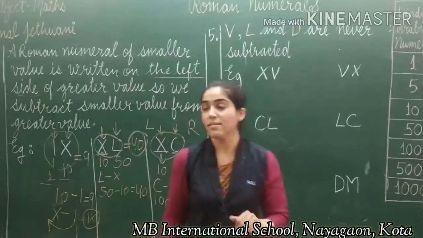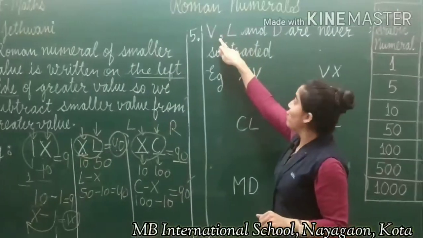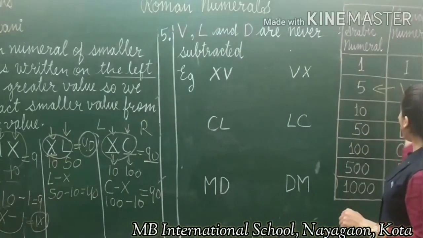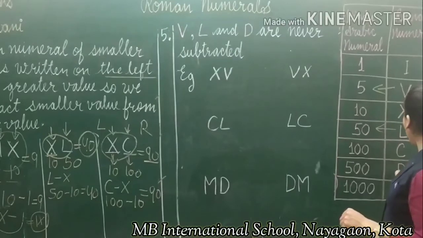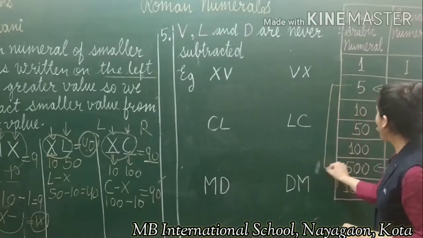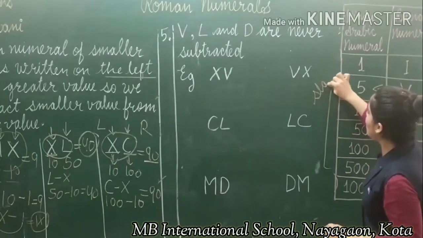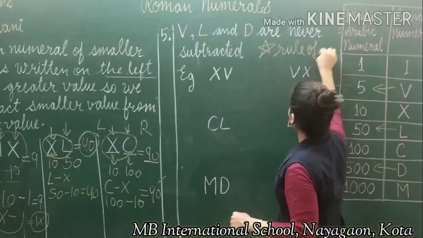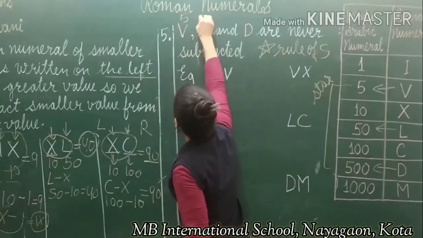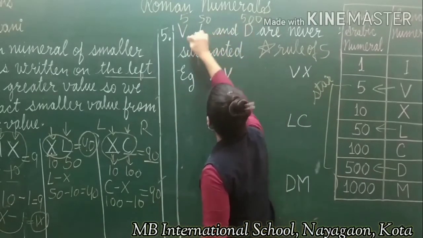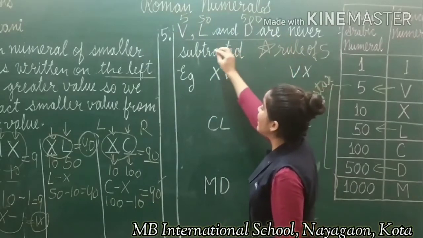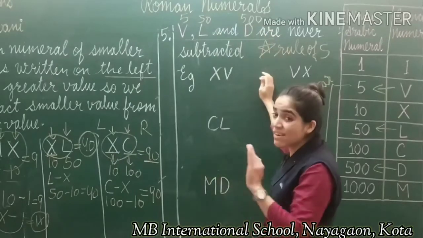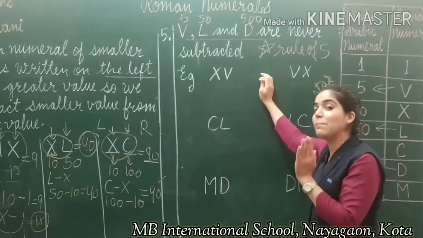The next rule is V means 5, L 50, D 500. Here you can see that V 5, L 50 and D 500. This is called the star rule of 5, because this is 5, 50 and 500. This rule is called the star rule of 5. These 5 series, V 5, L 50, D 500, are never subtracted. They cannot be subtracted. They can be added only.